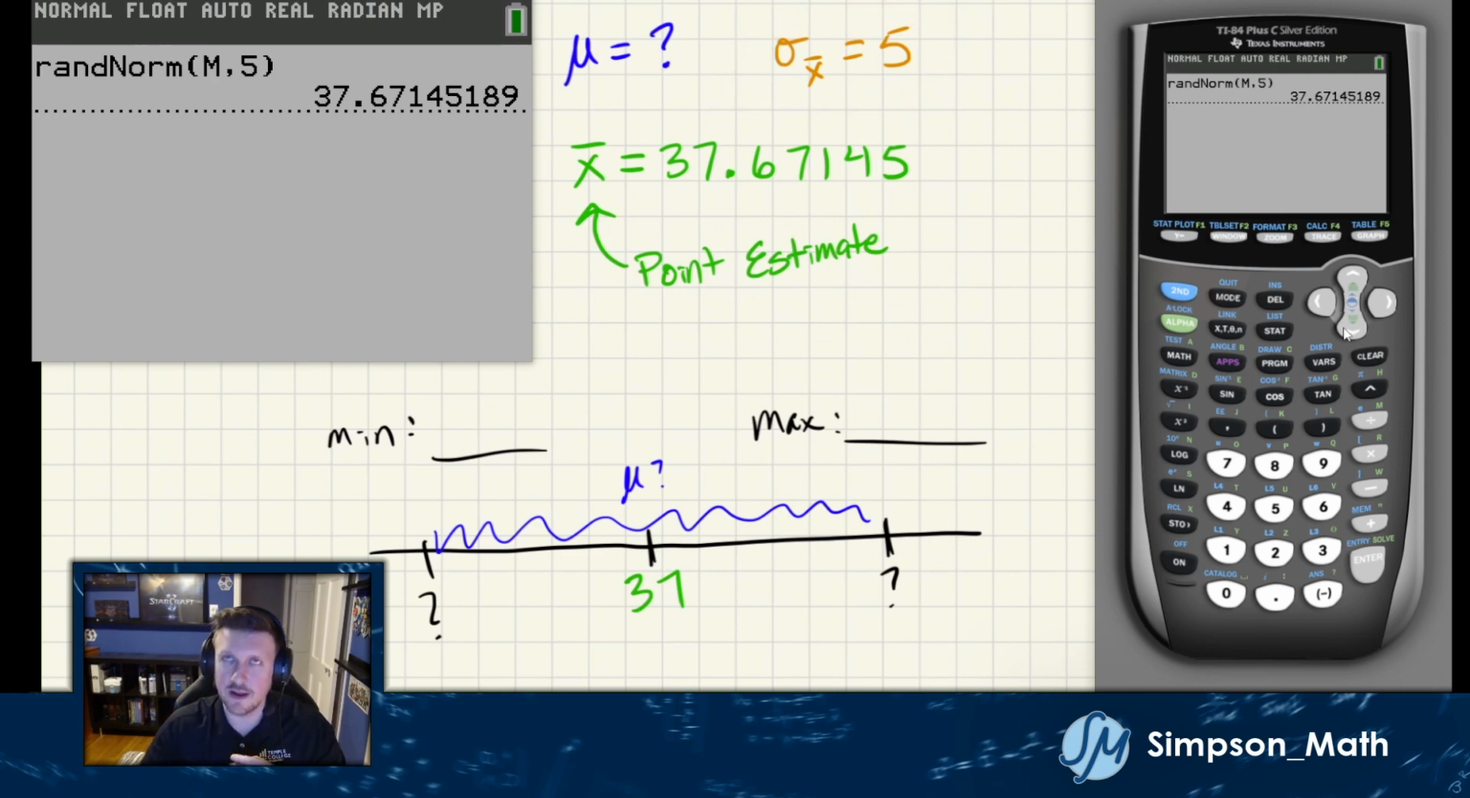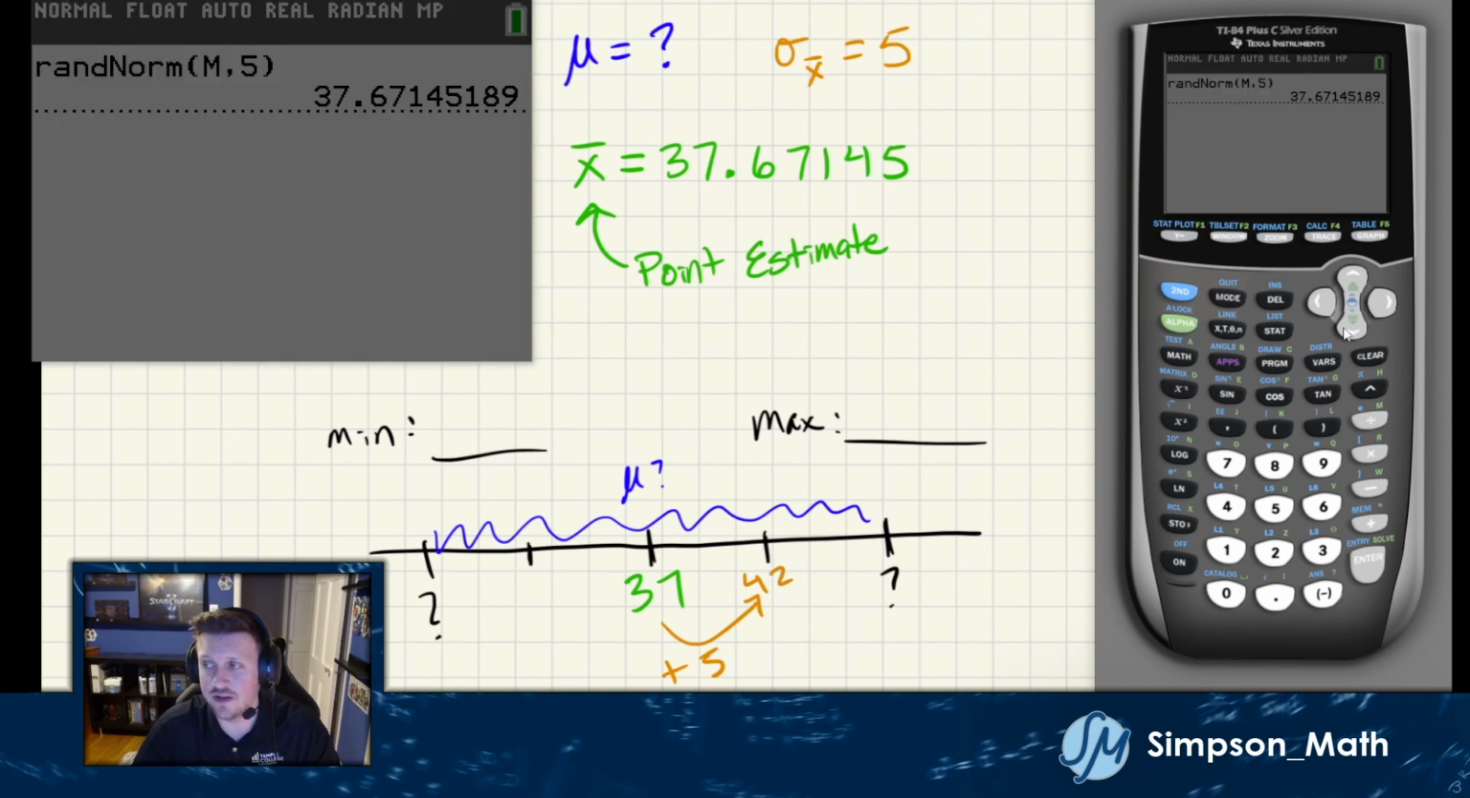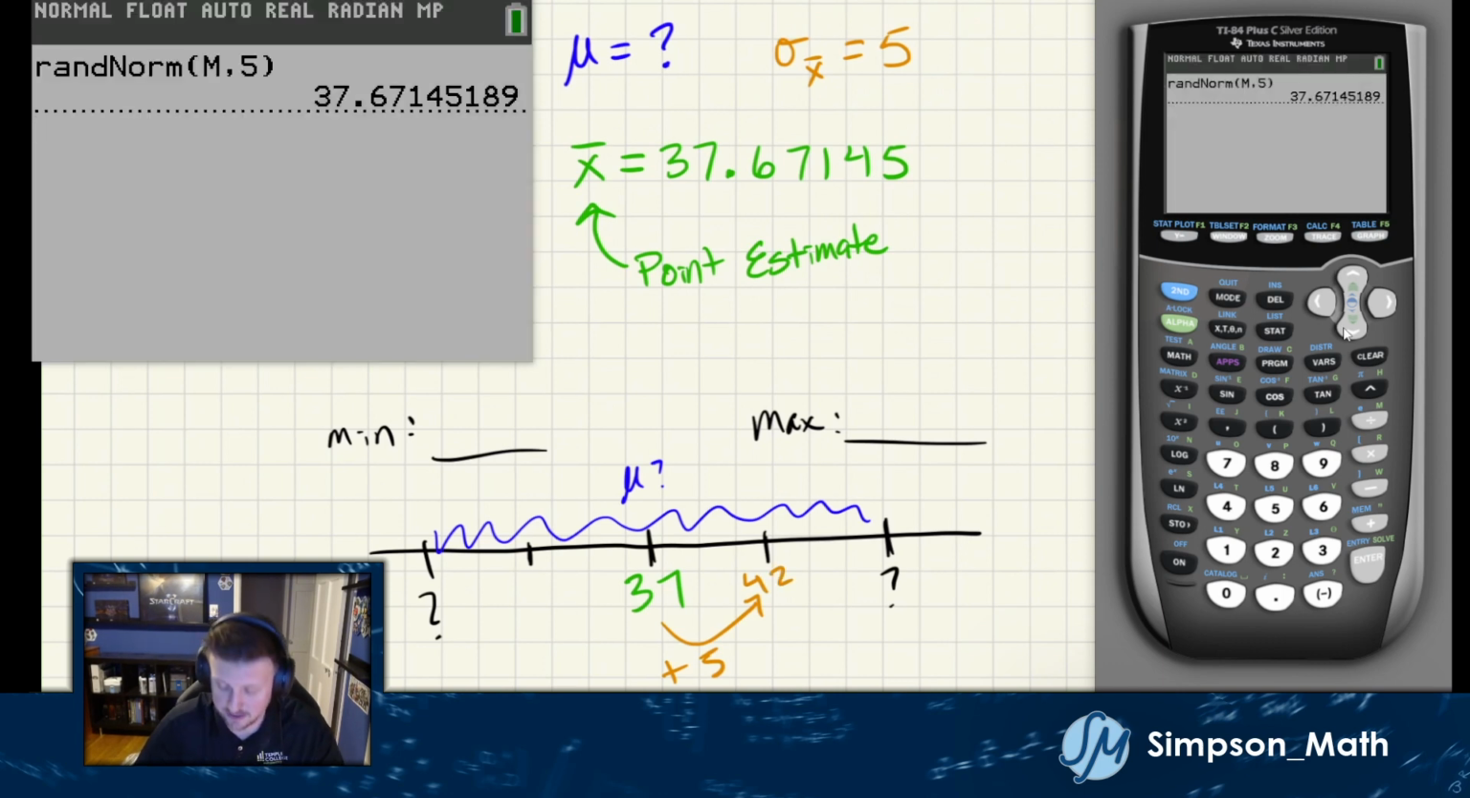If you recall, the empirical rule tells us that approximately 95% of the distribution of a normally distributed or bell-shaped curve is within 2 standard deviations of the mean. So what I'm going to do with my number line here is divide this up. I'm going to jump 5. 37 plus 5 would land me at 42. So that's 1 standard deviation. 42 would be 1 standard deviation higher than the mean.